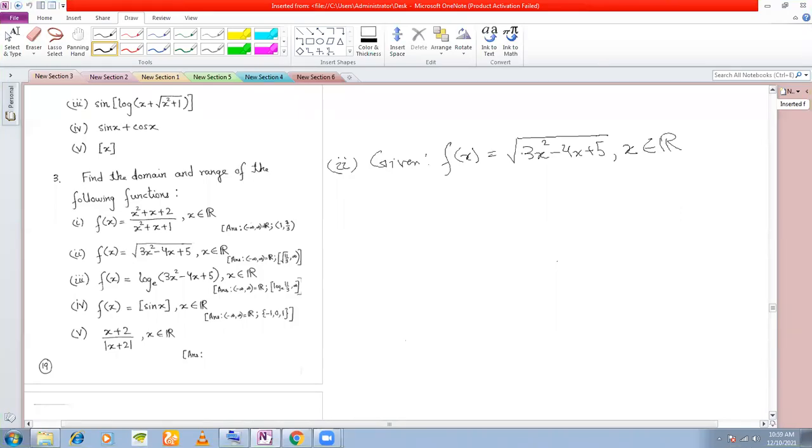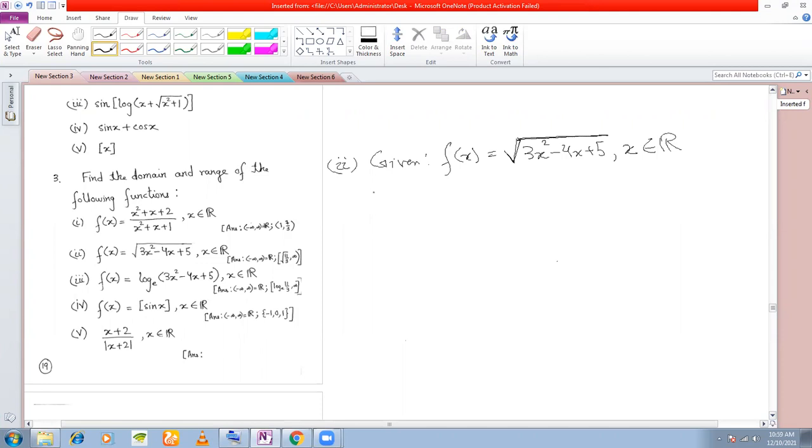Now, for the domain of this function, whatever is within the radical has to be greater than or equal to 0. That is the restriction. Because if you have R to R as your function, then a real number can only be mapped to a real number if whatever is within the radical is positive, right? So is this expression always positive?